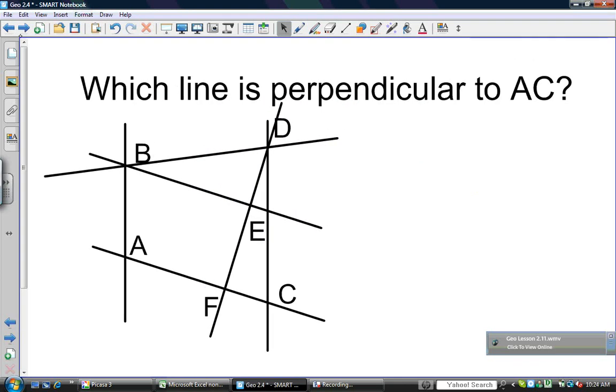Which line is perpendicular to AC? The only one perpendicular looks like DF. That looks like that could be 90 degrees down there. So DF.